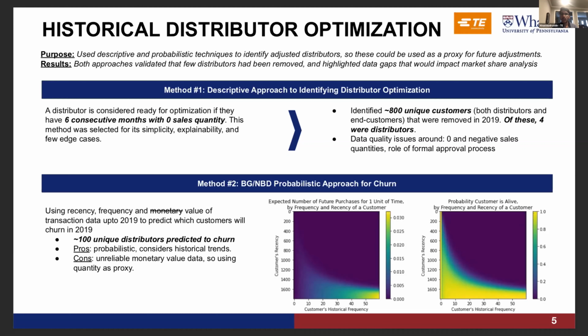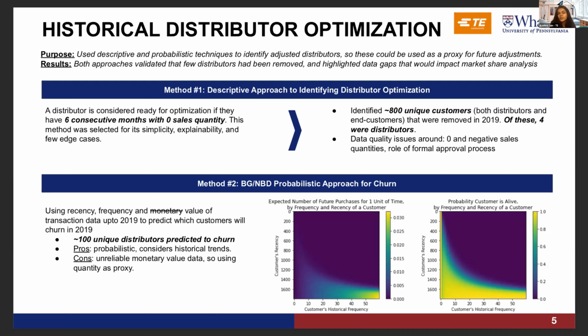And so when you take out the end customers, we were left with 4 distributors that were considered to be optimized. And as Ashna mentioned before, we didn't think that was sufficient to base further analyses on. And so we worked on a method 2, which Ashna can talk about.